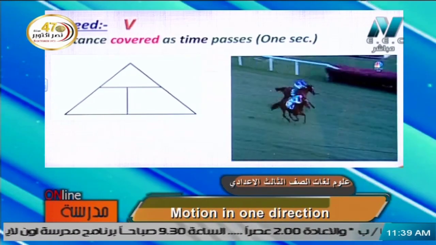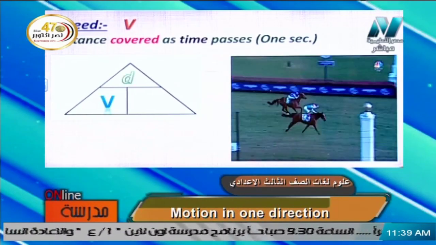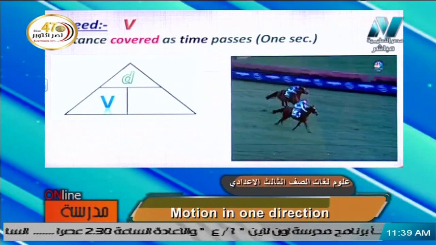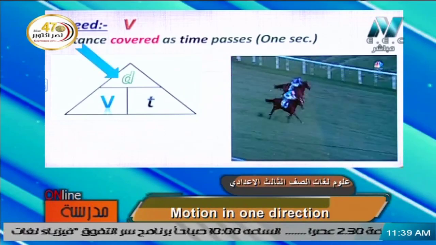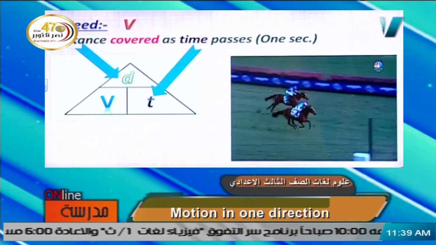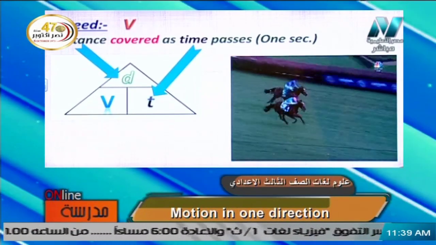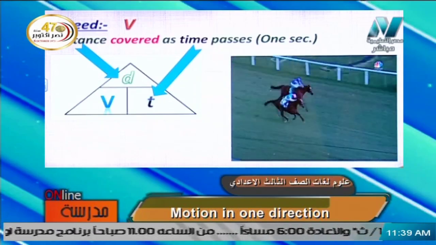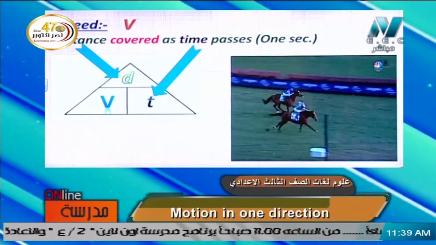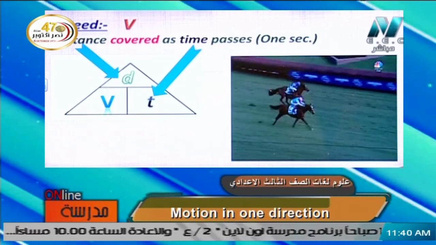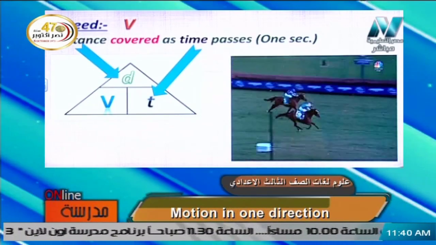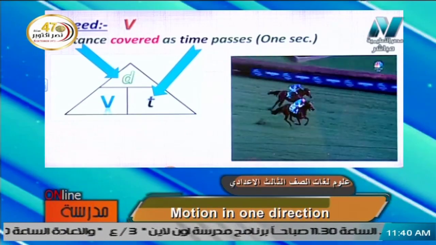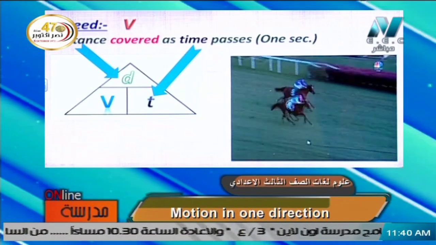Speed, with symbol V, equals distance over time. Here we have distance D and time T as the symbols. So V equals D over T. As we see, distance covered as time passes, or per time unit, or in 1 second.